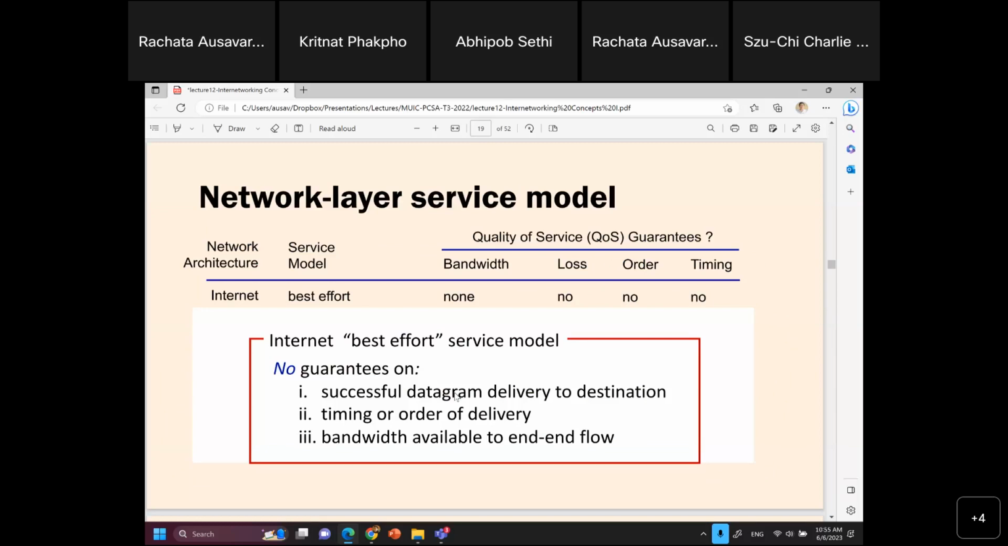There's no guarantee of a successful datagram delivery to the destination. I can have a malicious server that just absorbs the packet and never does anything, right? The timing and the order of the delivery is also, I'll do my best. There's no guarantee. The bandwidth available, also, I'll do my best. There's no guarantee.